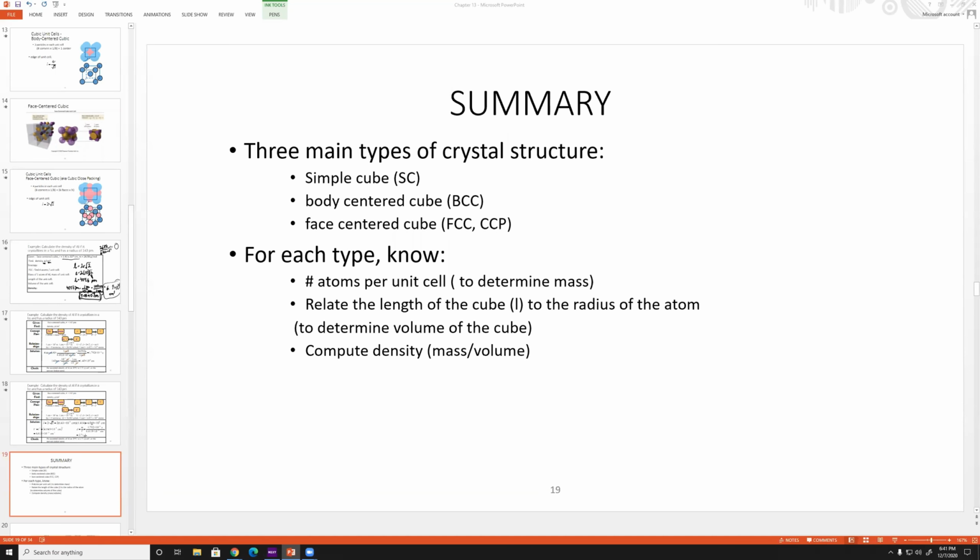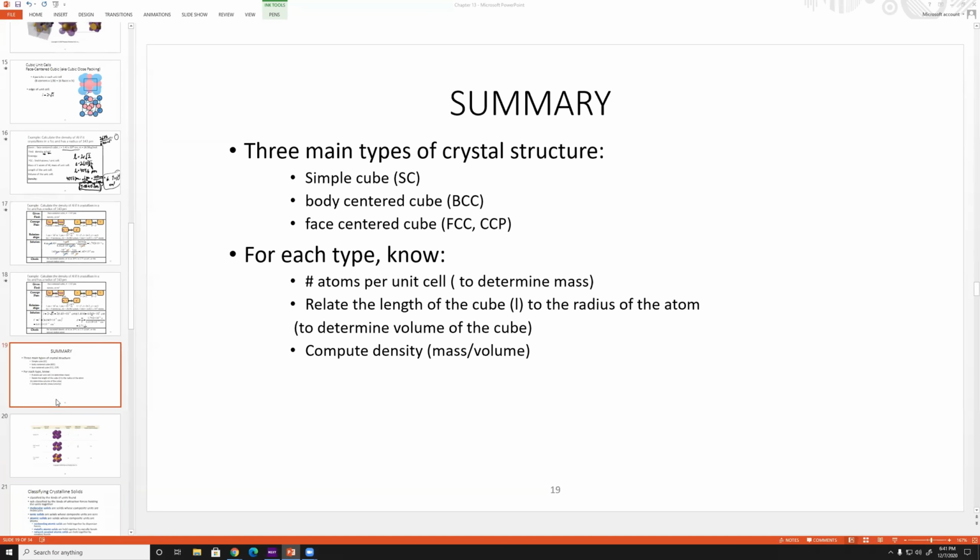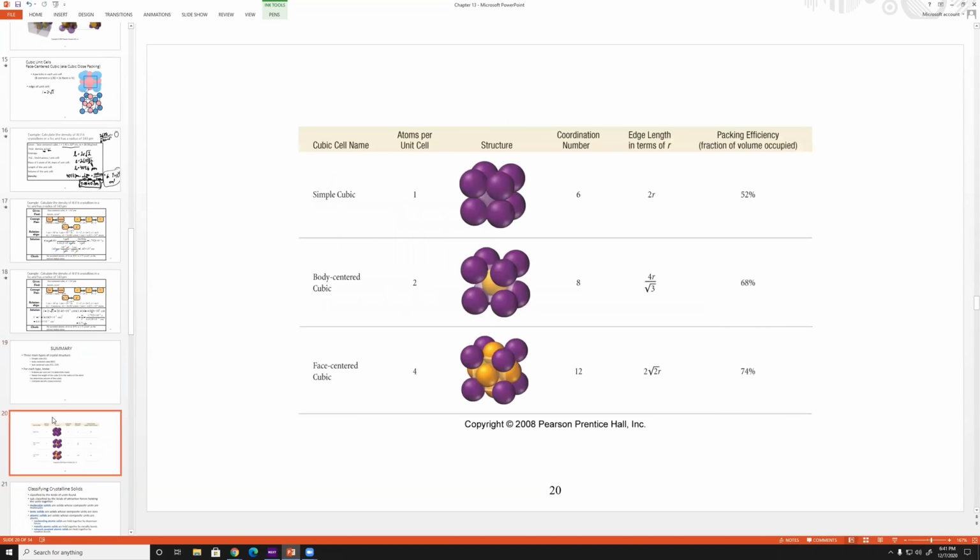Also, the coordination number is important too. So here's a good chart encapsulating that information. You have simple cubic, body-centered, and face-centered. This is slide 20 if you want to go back to it. And then they have this packing efficiency, which means which one is utilizing the space the best to pack in the most atoms. And that's obviously the face-centered cubic.